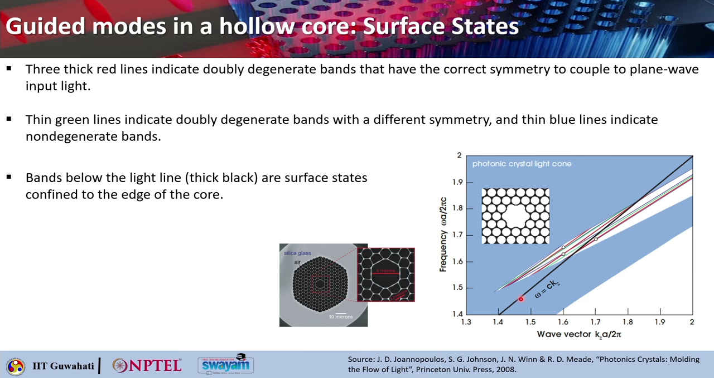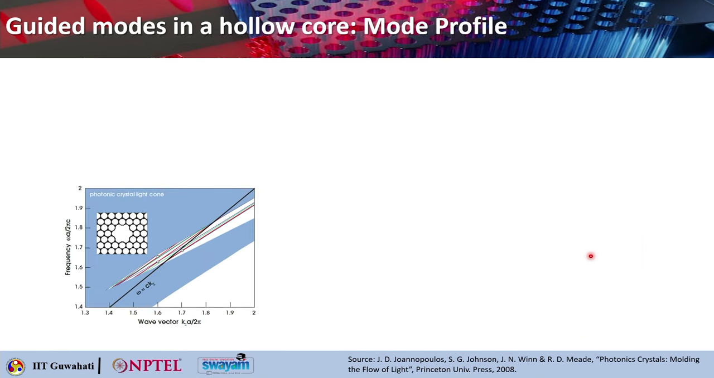And the bands below this light line, that is the thick black line here, okay, are basically the surface states, so they will be confined to the edge of the core, okay? We'll see that here through some simulation. So we'll now focus on these three dots that you see. They basically indicate modes, okay? And for this particular photonic crystal holey fiber, this black line is the light line in air, so that is omega equals c kz, okay?